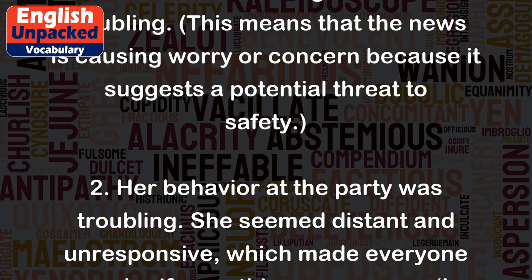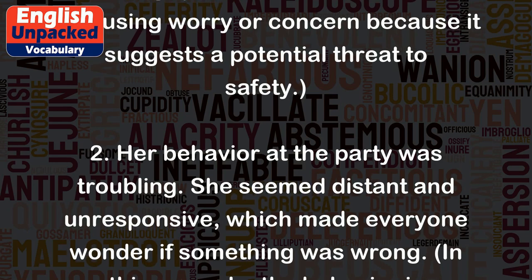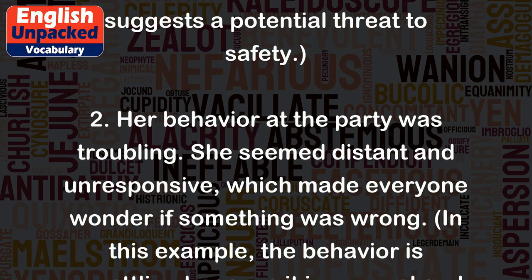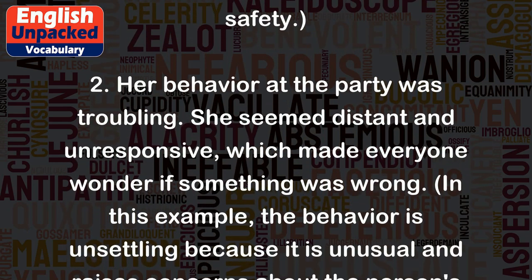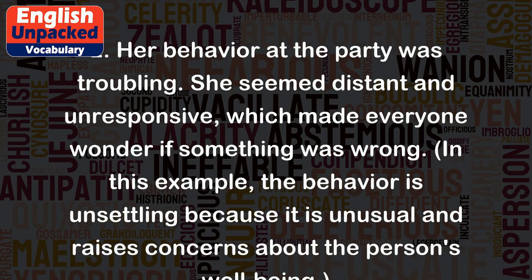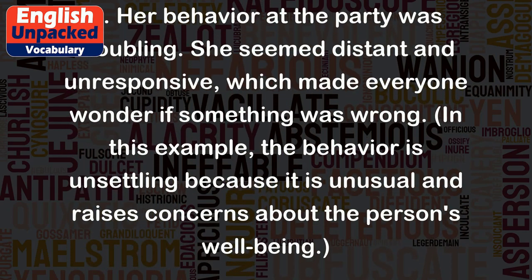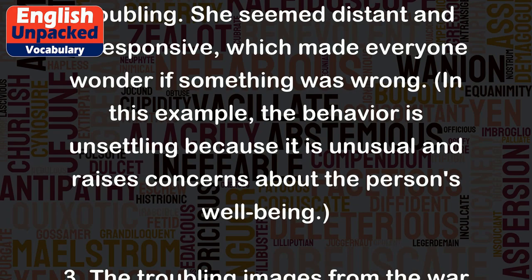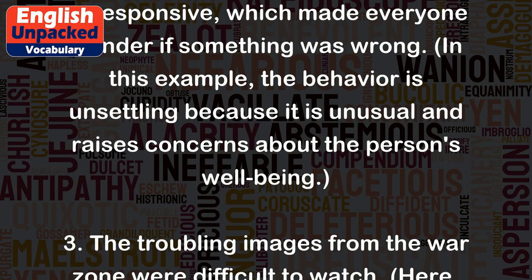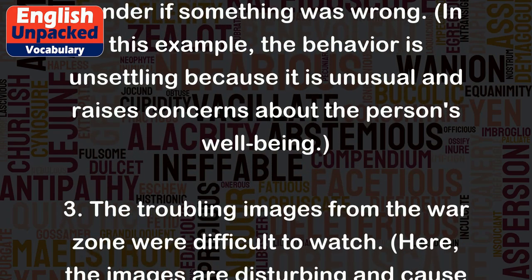2. Her behavior at the party was troubling. She seemed distant and unresponsive, which made everyone wonder if something was wrong. In this example, the behavior is unsettling because it is unusual and raises concerns about the person's well-being.